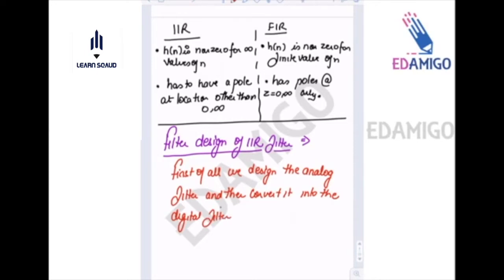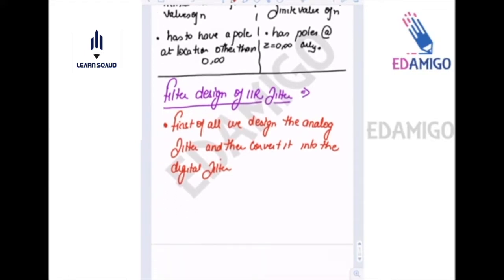So why do we do this? Because the designing of the analog filter is very much advanced. So that's why for filter design, first of all, the digital filter that is to be designed is actually designed in the analog domain, and then the analog domain filter is actually converted into the digital filter that is required.